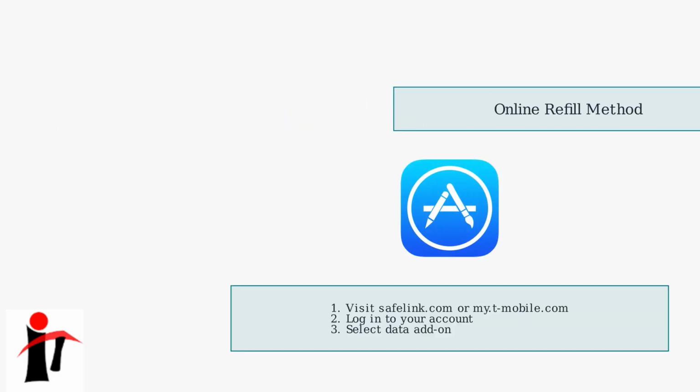Finally, for online refills, go to safelink.com or my.tmobile.com, log in, and select your data add-on. Regardless of the method, confirm the transaction and check your data balance to ensure the refill was successful. Choose the method that best suits your situation and connectivity.